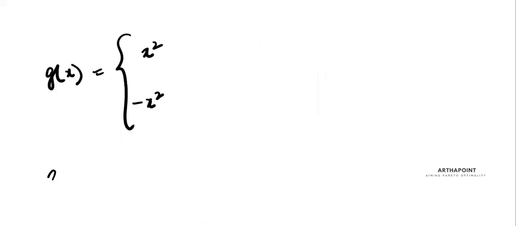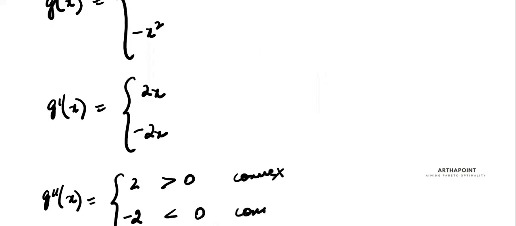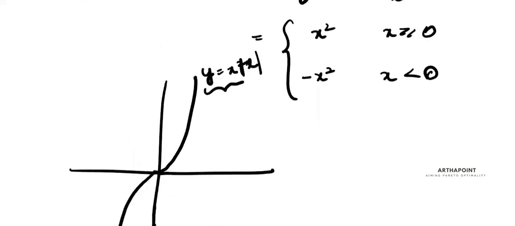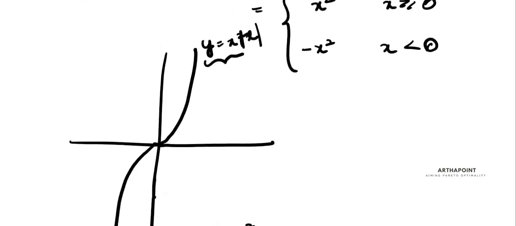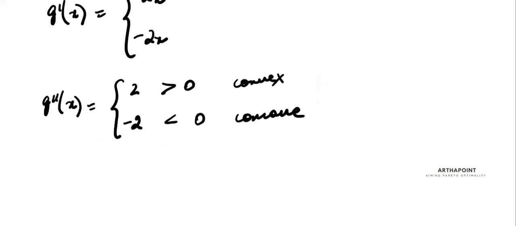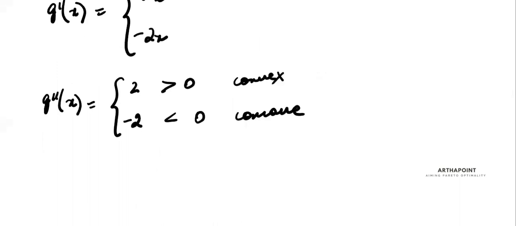So now your g of x takes two forms, x square and minus x square. So your g dash x will be 2x and minus 2x. So your g double dash x will be 2 and minus 2. So it's not one sign. Here it is greater than 0, so this is convex. Here it is less than 0, so this is concave. So this function is convex in some part and concave in some part. It's neither completely concave nor completely convex, and hence this is neither convex nor concave completely.